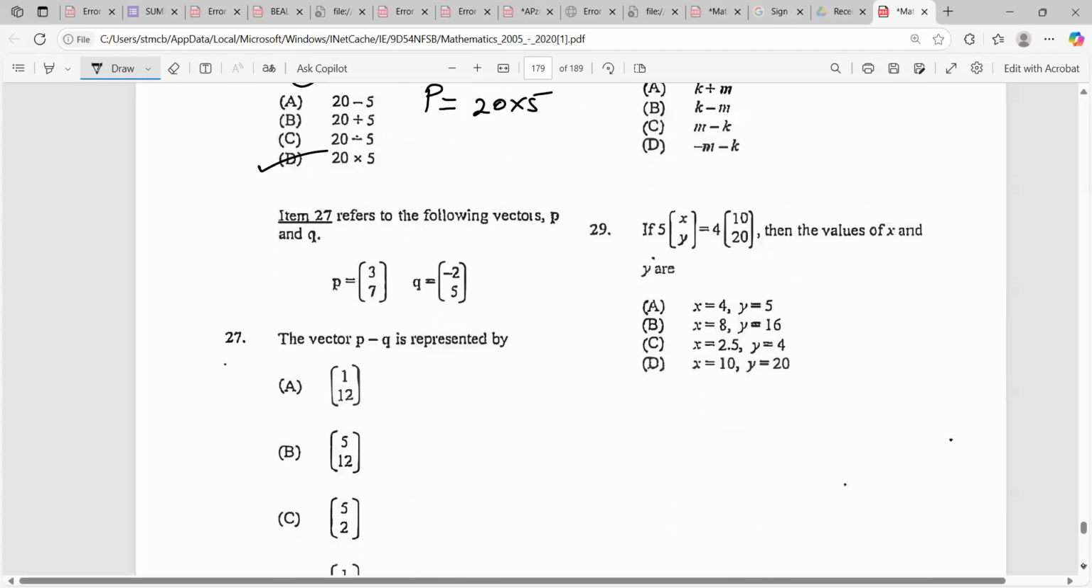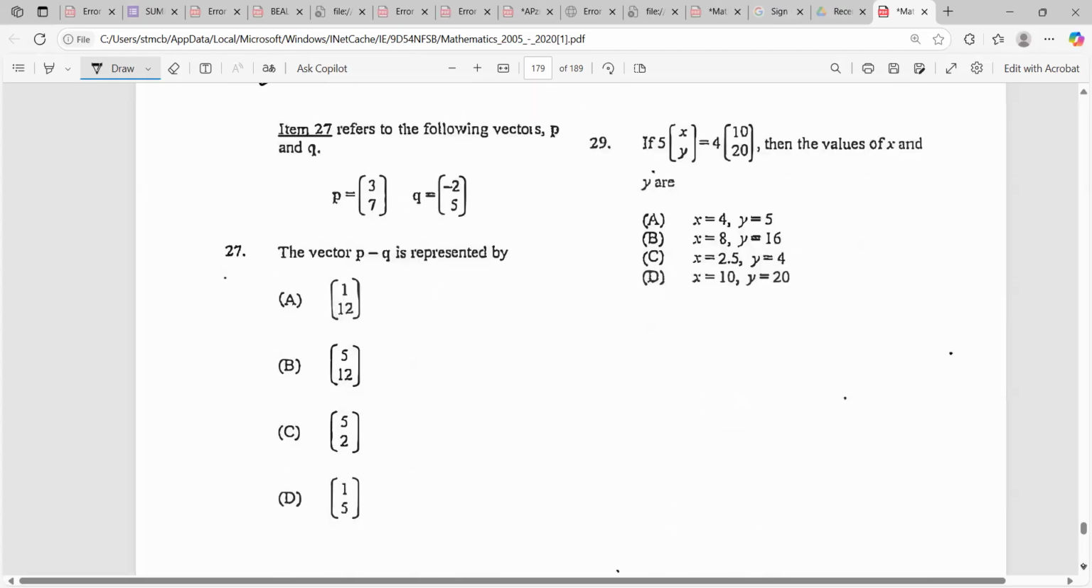We go on to 27. Item 27 refers to the following vectors. P is equal to (3, 7). Q is equal to (-2, 5). The vector P minus Q is represented by?